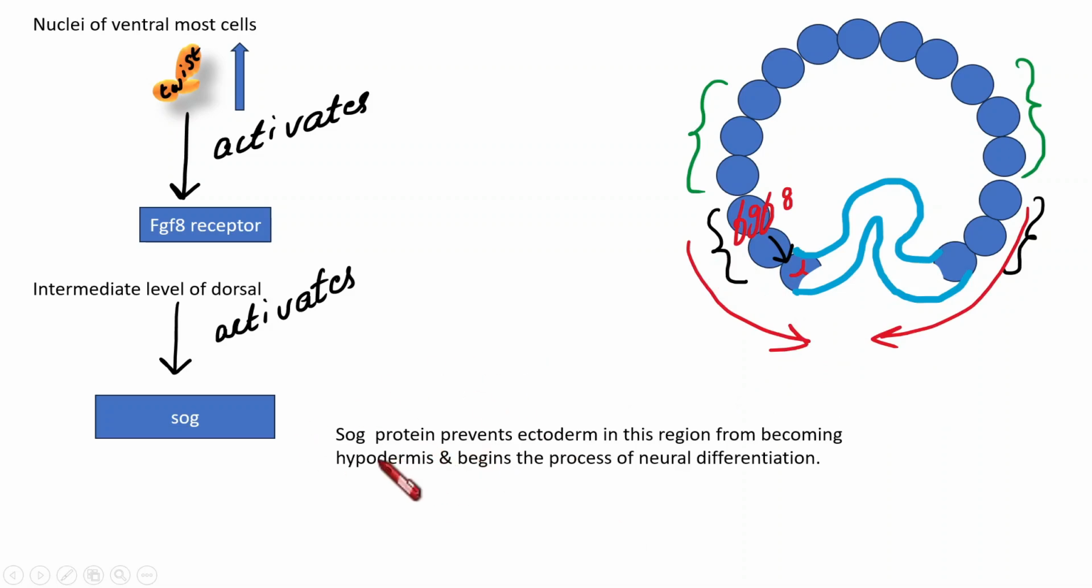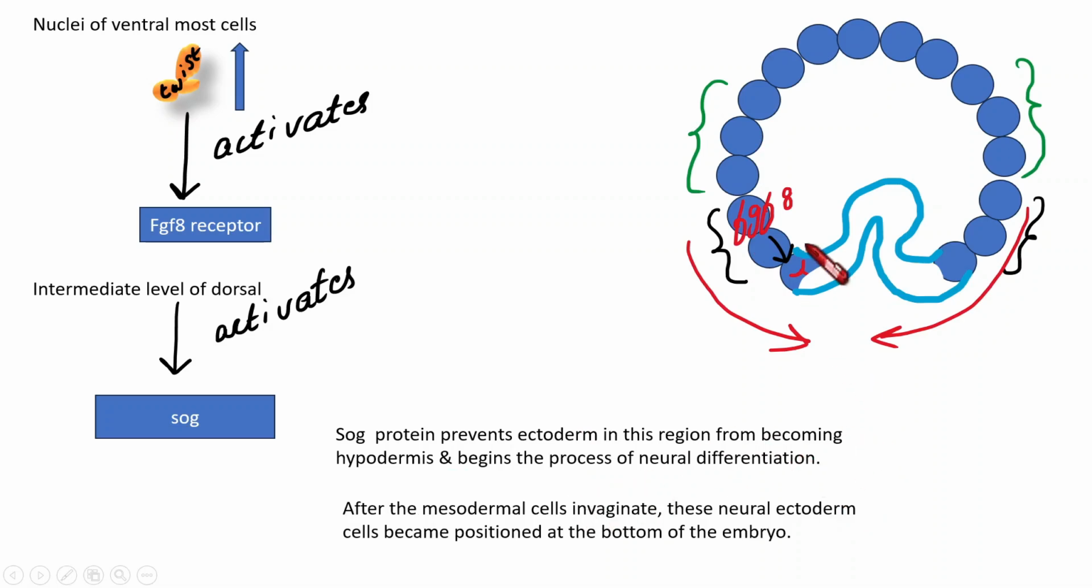So, that is mentioned here. So, protein prevents the ectoderm in this region from becoming hypodermis and begins the process of neural differentiation. After the mesoderm cells invaginate, these neural ectoderm cells are positioned at the bottom of the embryo. Okay, clear? Next, I'm going to talk about another mode of action of this dorsal protein.